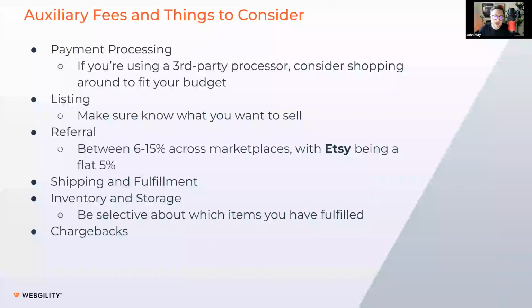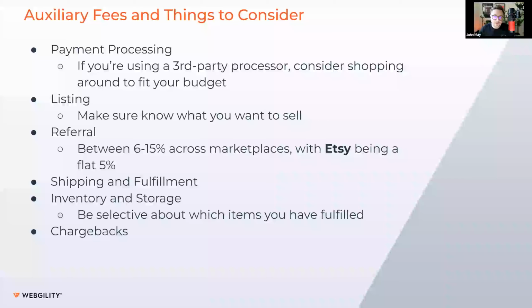Referral fees are a lot like listing fees in that instead of just listing it, it's whenever the transaction takes place, the store is going to get its cut, basically. So typically this for marketplaces is between 6 and 15%, and Etsy has the lowest of these with a flat 5% across its stores. After everything's said and done with Etsy, it ends up at about 6.5%.